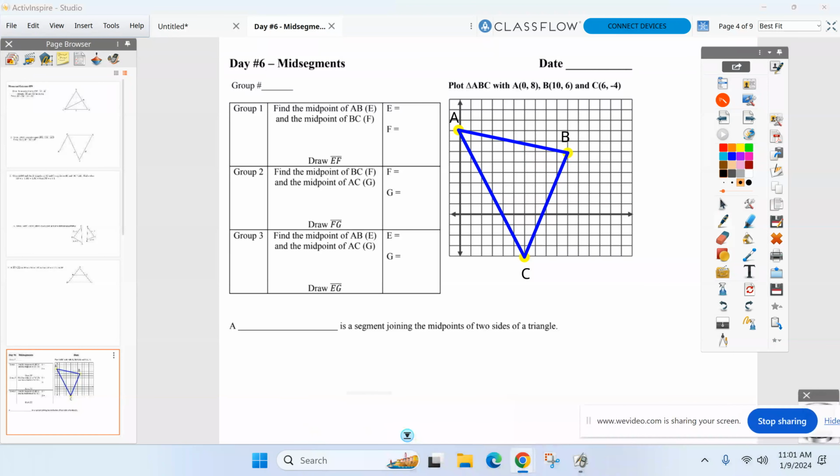All right, so here we go. I'm going to assign everybody. Actually, before I assign everybody a group, can you just draw a triangle ABC? Let's start with that. I'm going to assign everybody a group number, and you're going to have a job for me.